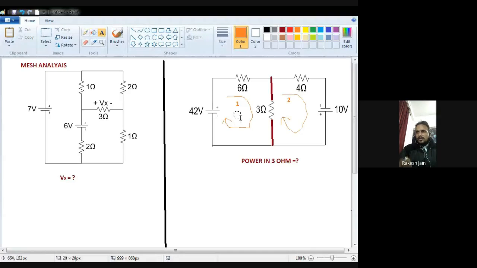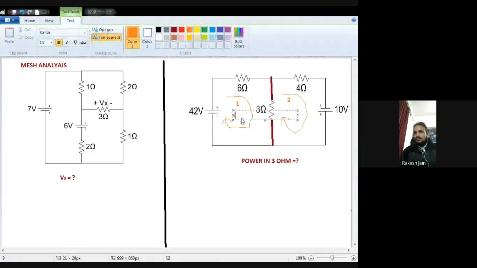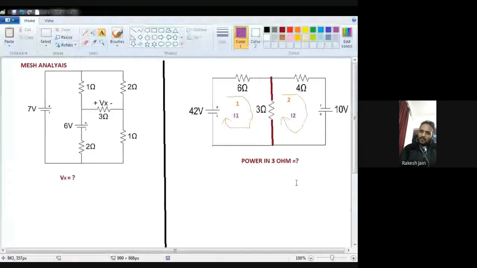Denote the abbreviation for those currents. Let's suppose the first current is I1, and this second one is my I2. So the first current is I1 and the second current is I2, and there are two meshes.